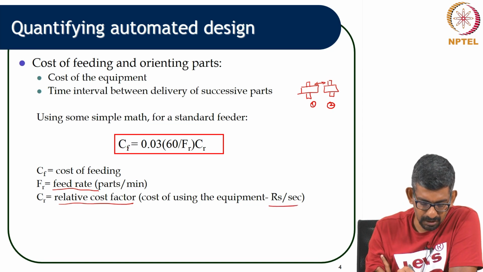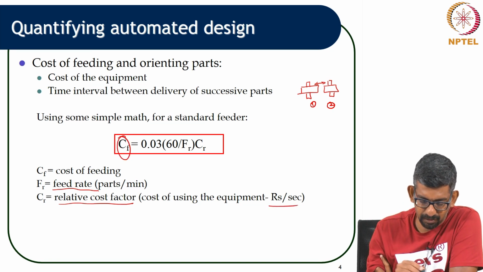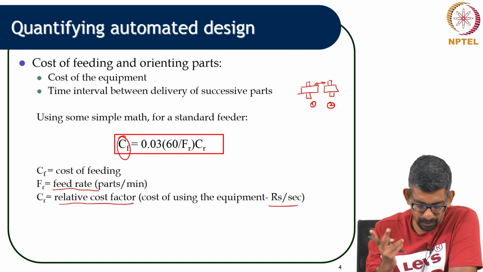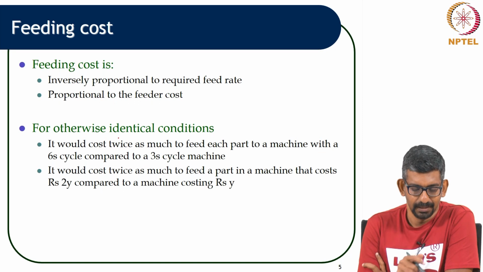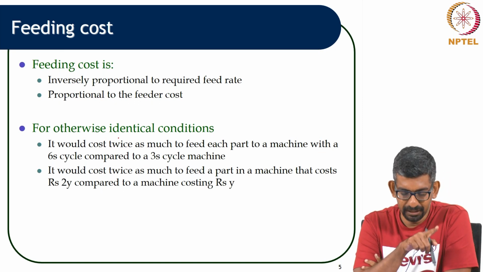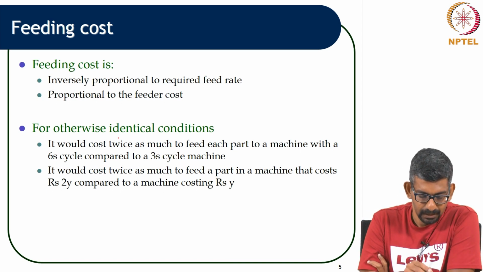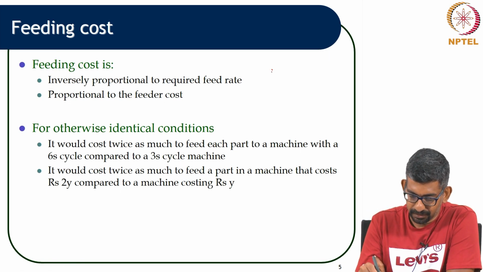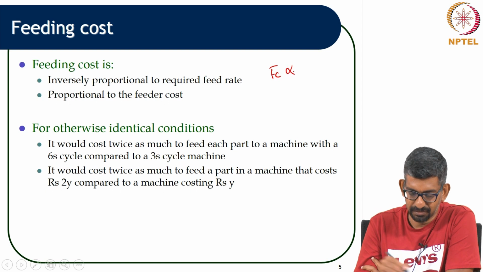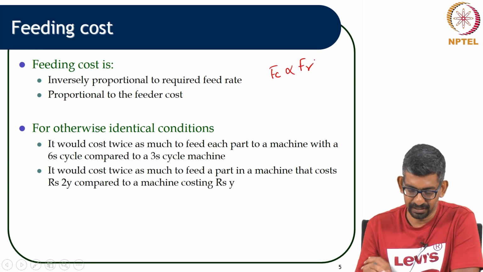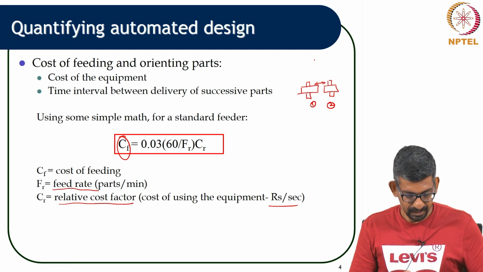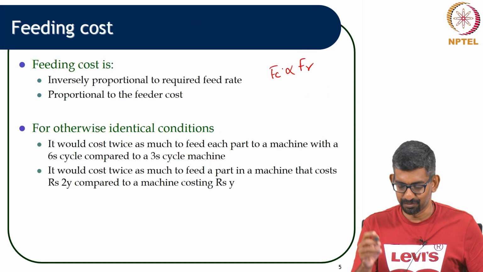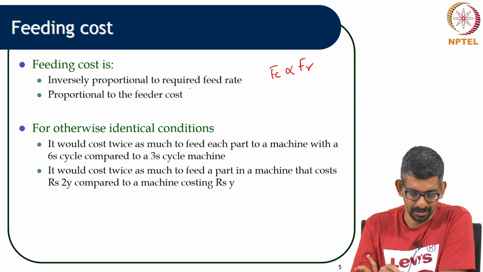Okay. So, this is the cost of feeding that we are looking at. It is a product of two things, one is the relative cost factor and the other one is the feed rate. So, basically there is a relationship between the feeding cost and the feed rate. So, the feeding cost is inversely proportional to the feeding rate. Let me make sure that this is the same thing. Yes, the feed rate is that, and for the cost of feeding, I have used FC, but CF is the one that I have used in the cost of feeding.